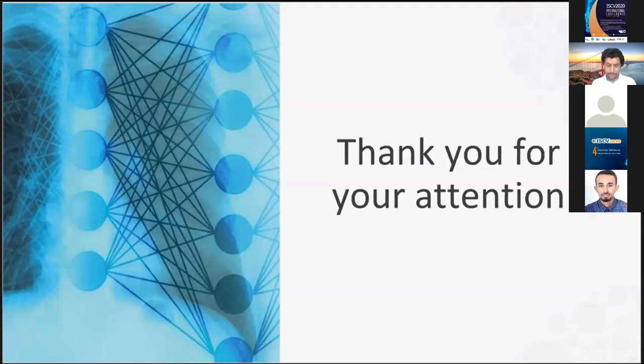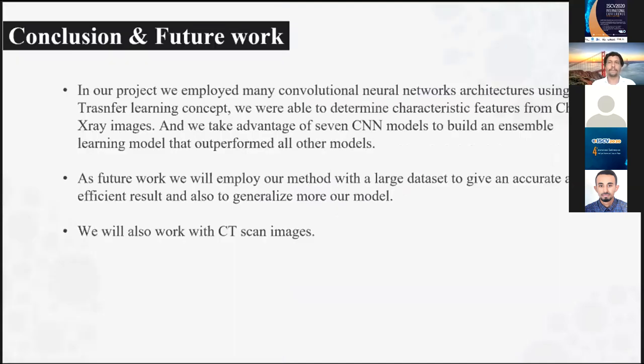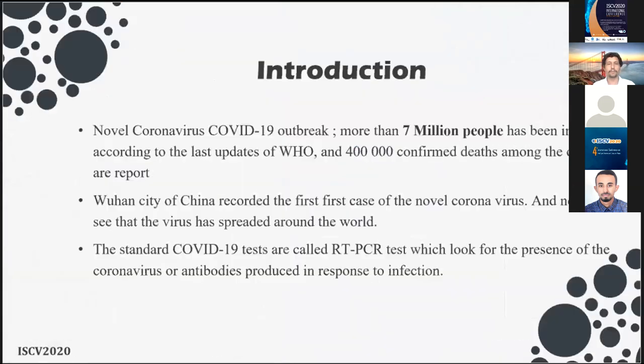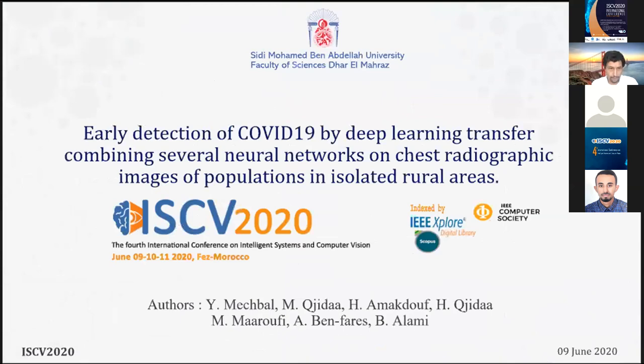So my first comment is about the title. Please, can you go back to the title of your presentation? Okay, here you typed early detection of COVID-19 by deep learning transfer. We say deep transfer learning, not deep learning transfer. Please correct this, because it is wrong also in the program or in the schedule. So this is my first comment.